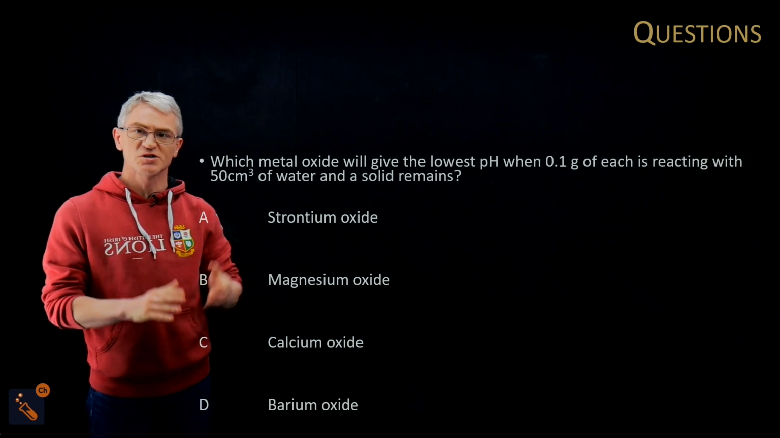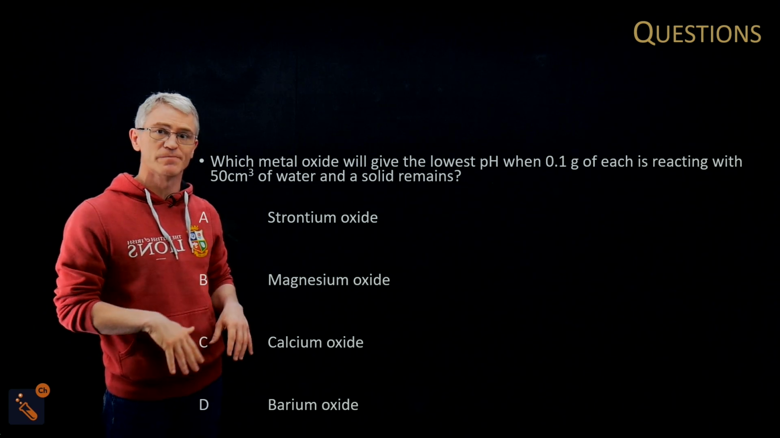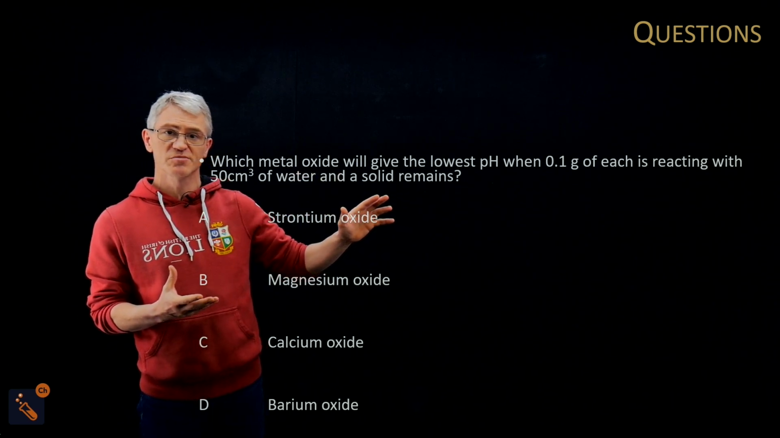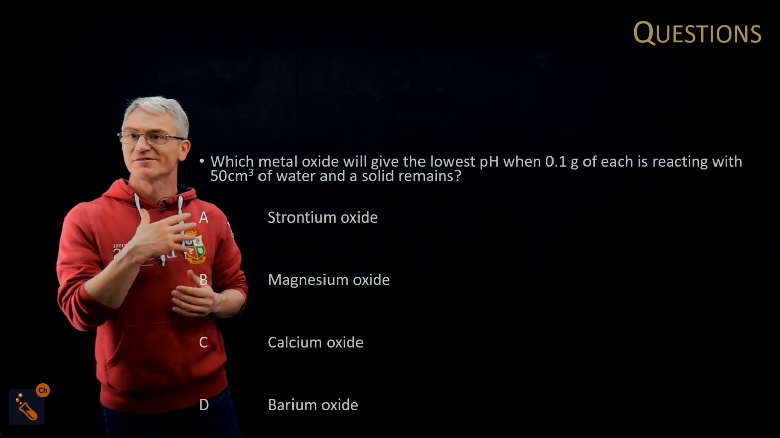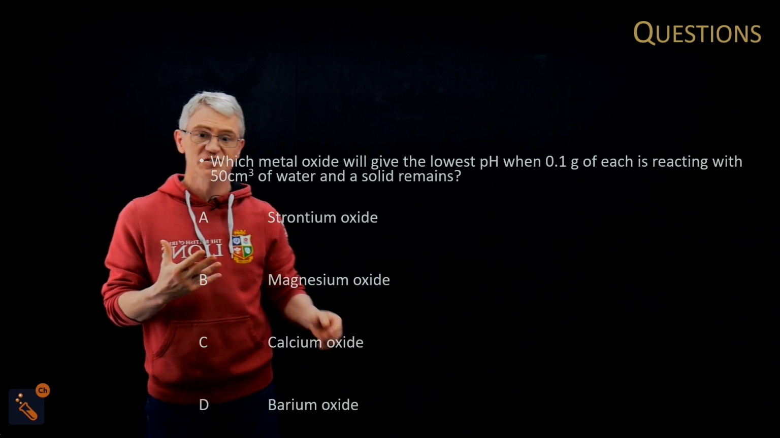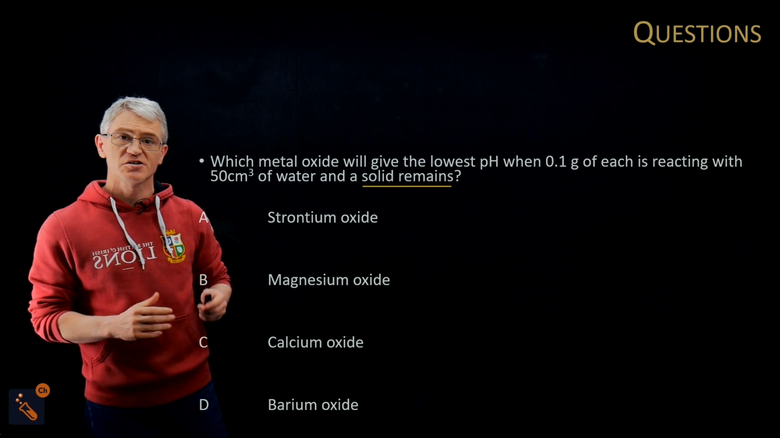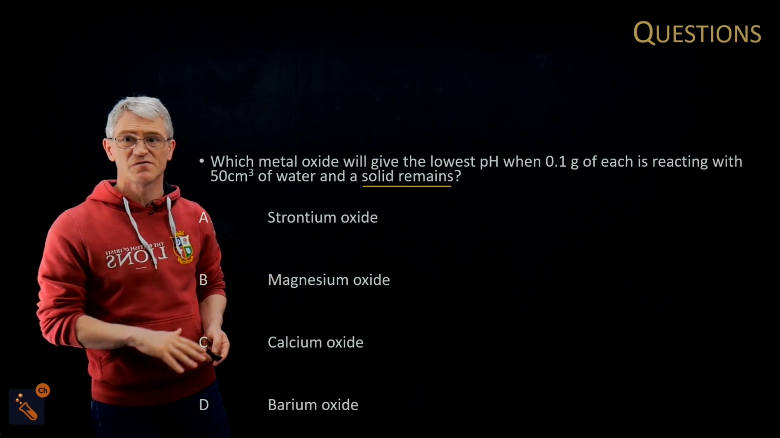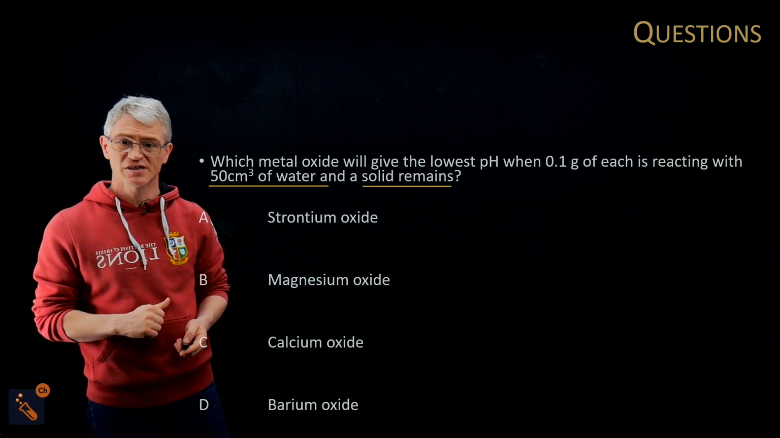So our final one is which metal oxide will give the lowest pH. So this time we're going for the lowest pH, more acidic. And then we go for when 0.1 grams of each is reacting with 50 centimeters cubed of water and a solid remains. So that is telling you, because it says a solid remains, and let's just underline that, and it's giving you a limited amount of water, it means that these are not fully dissolved. So they're not fully dissolved because of that limited amount of water and that limited amount of solid.